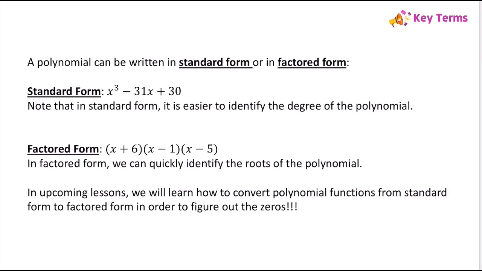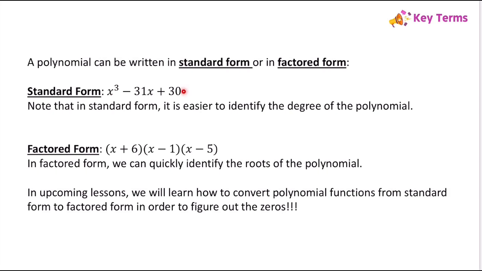So another thing that you may have noticed as we work through these examples is that a polynomial can be written in standard form or factored form, right? So in standard form, it's easier to identify the degree because you can see the degree will be the first term, right? So this leading term, this x cubed, tells me that it's a third degree polynomial. In factored form, you'll be able to identify the roots.